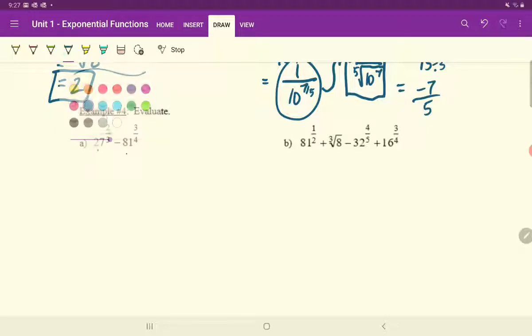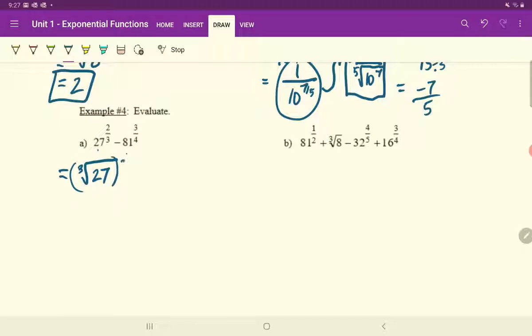I mean, you might be stuck at this point thinking, okay, what the heck am I doing next? Well, it says to evaluate. So what we're going to do is see if we can evaluate this in our heads without a calculator by converting them to radicals. Because I have no idea what 27 to the power of 2 over 3 is just looking at it like that. But if I shoot the 3 out and I take the cubed root of 27 and I square that, I might be able to find that answer without using a calculator.